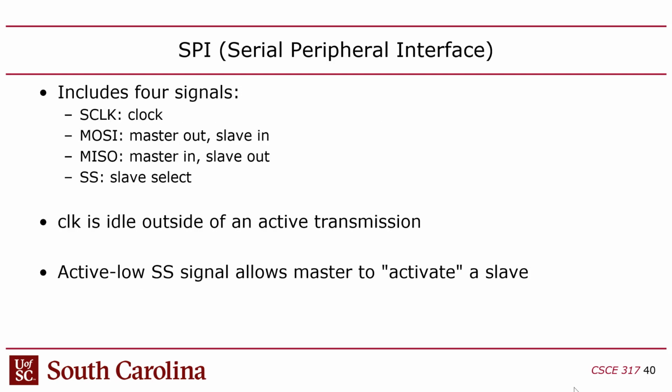The channel is comprised of four signals. There's the clock, which is driven by the master, and so the master side is what is determining the data rate of the channel. And then there are two data channels, MOSI and MISO, which are both single bit. The MOSI goes from master to slave, and MISO goes from slave to master. And then there's a slave select that is an active low signal that is used to specify that the channel is in use.